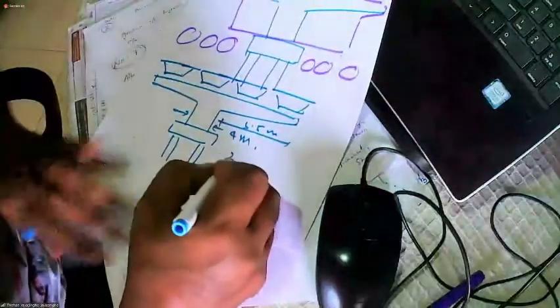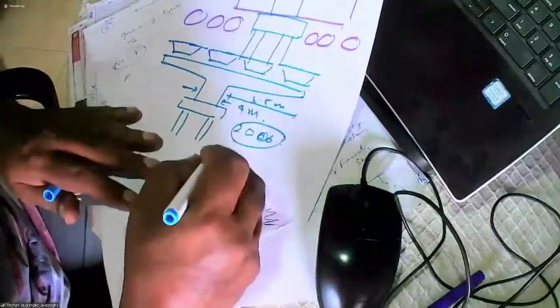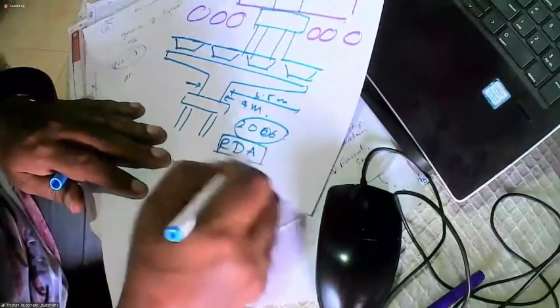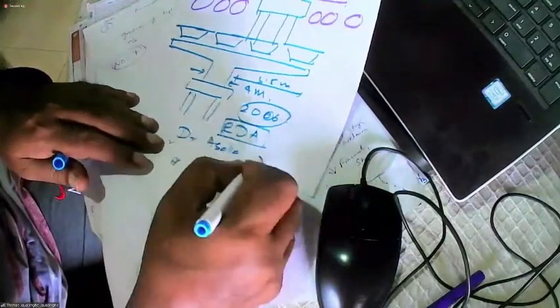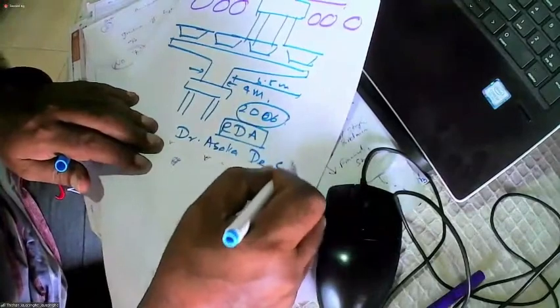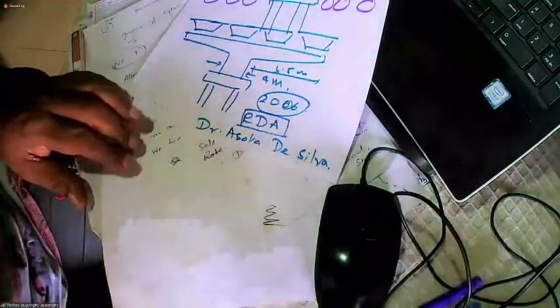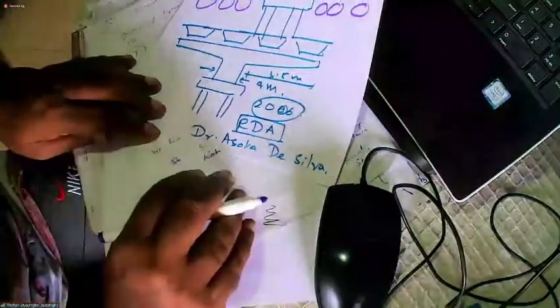This is a bridge. So I designed it in 2006. And then it was not accepted by RDA. So we waited until Dr. Asoka De Silva retires. And the day he retired, this was accepted. So there was nothing wrong with the design, it was something wrong with the perception.